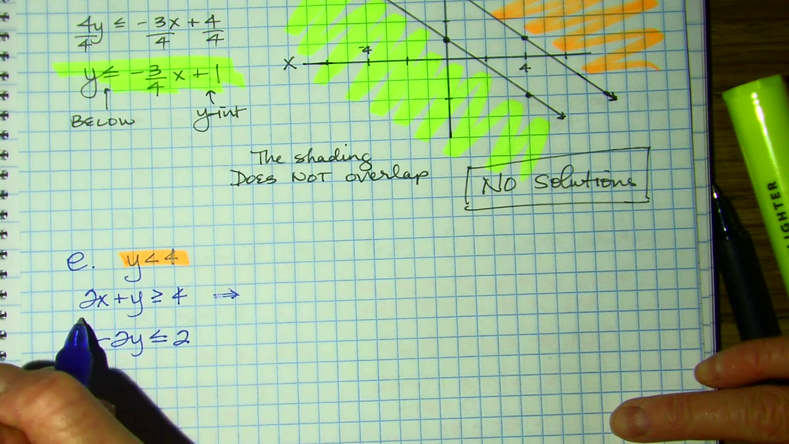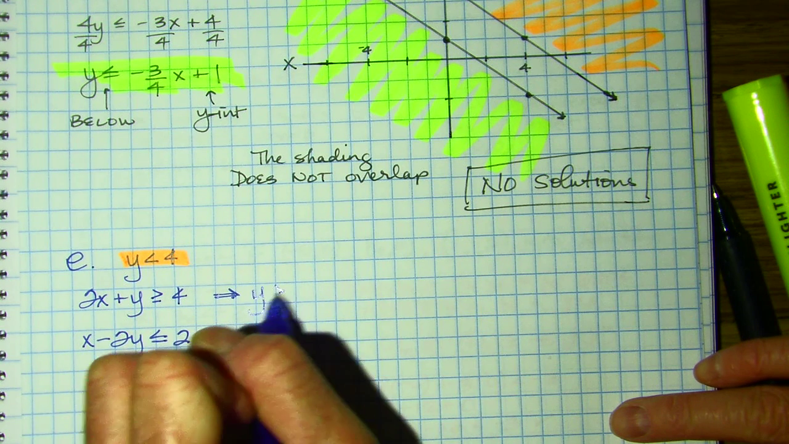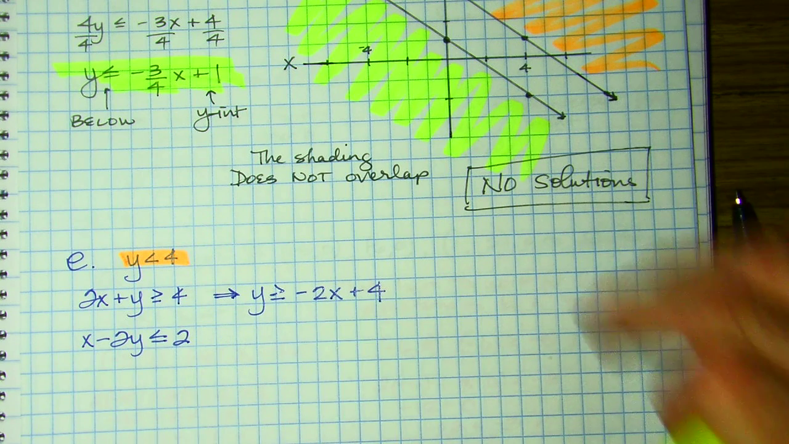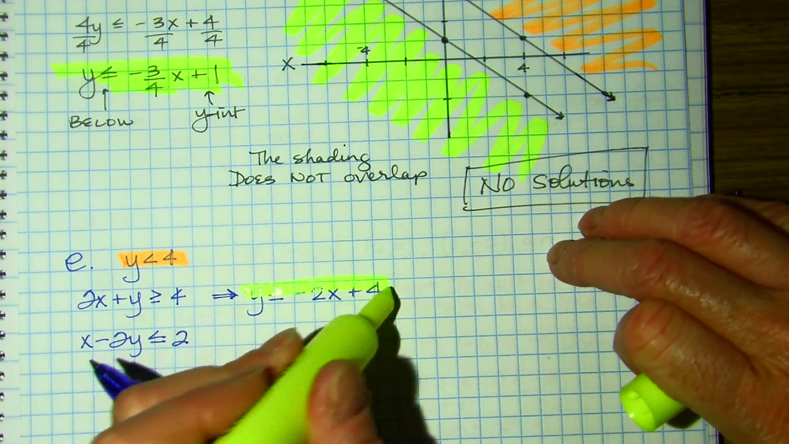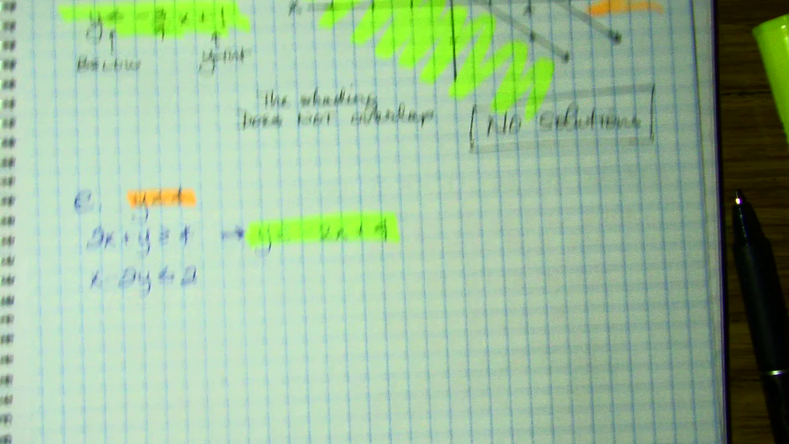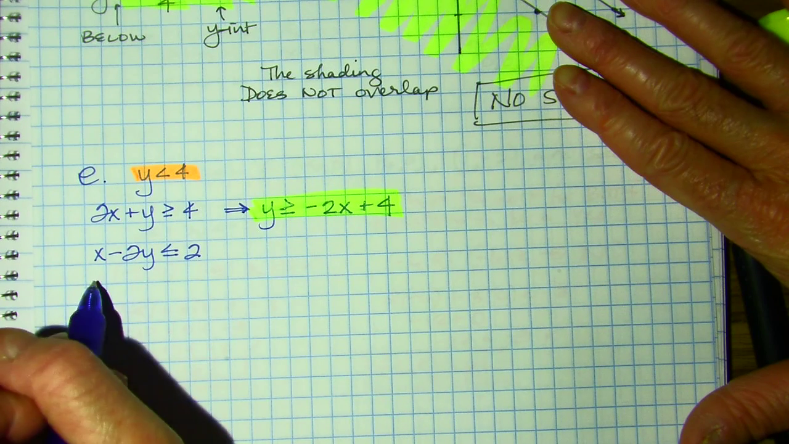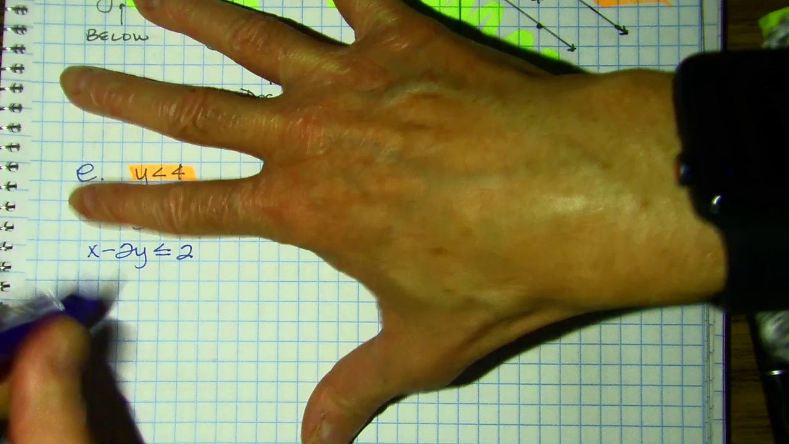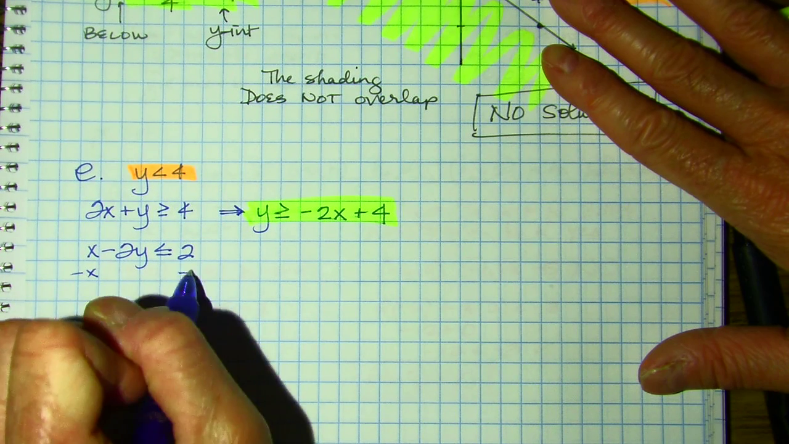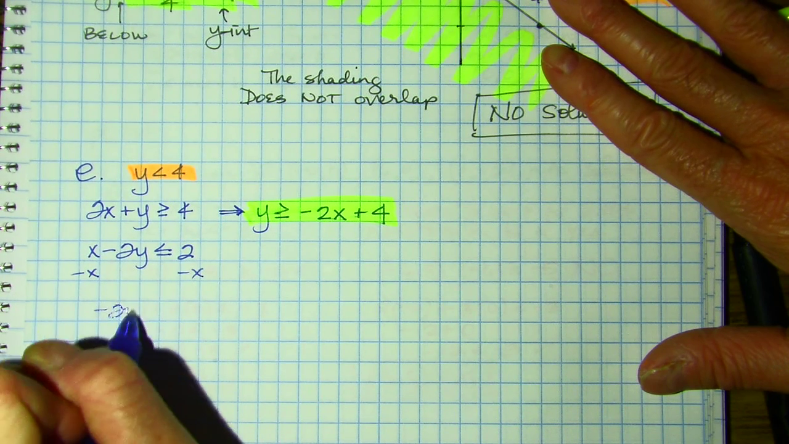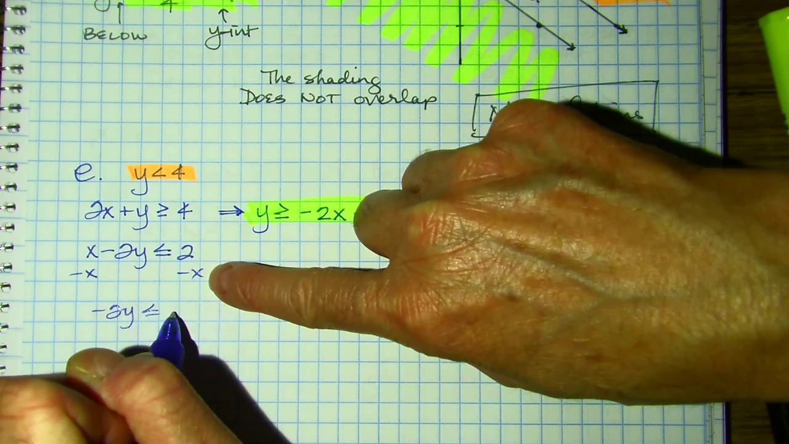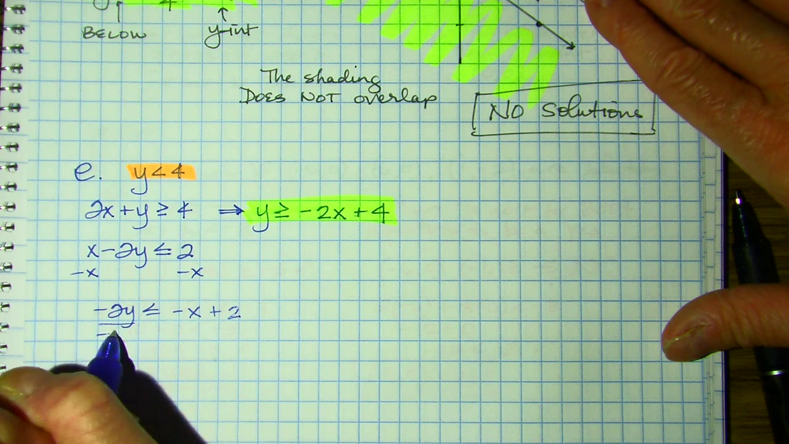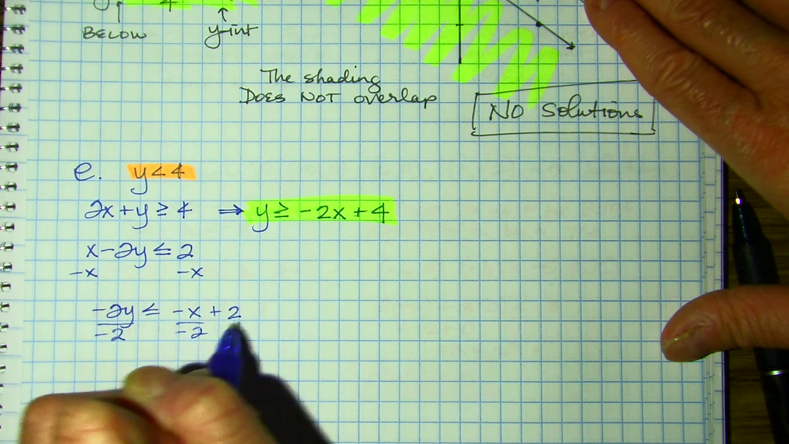I'm simply going to subtract 2x, so y is greater than or equal to negative 2x plus 4. Right, I just simply subtracted 2x from both sides. This bottom one, I'm going to have to do a little more work here. I'm going to have to subtract x. So now I'm going to write negative 2y is less than or equal to, write the x first, that's a negative x. That's a positive 2. And then I'm going to divide each by negative 2.